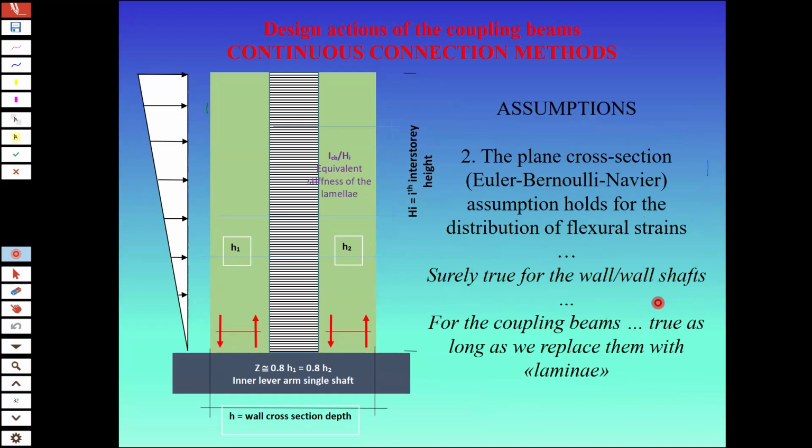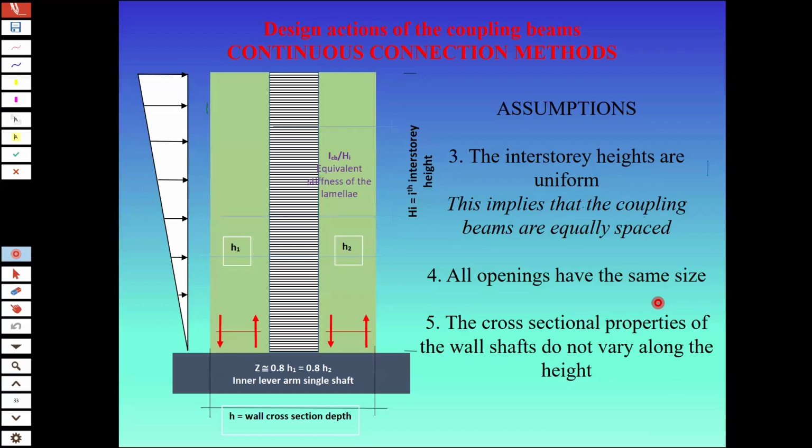Second assumption. All these elements are Euler-Bernoulli beams. Well, but we have just said the coupling beam is intrinsically not an Euler-Bernoulli beam. But what we have done here, we have taken the coupling beam and we have smeared it. So you can imagine that the coupling beam is now transformed into a series of very thin lamellae. So in that case, the lamella can be considered as an Euler-Bernoulli beam.